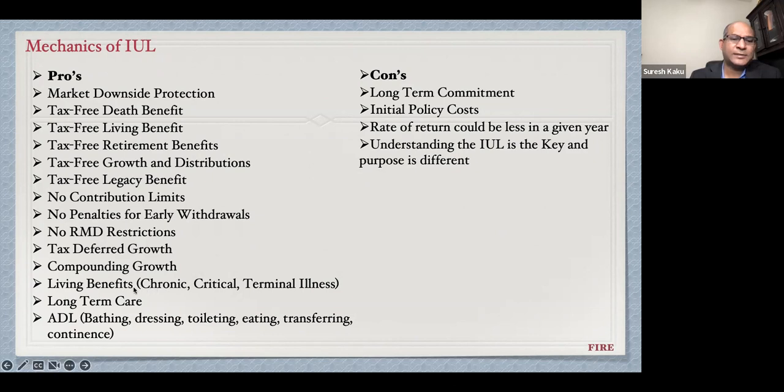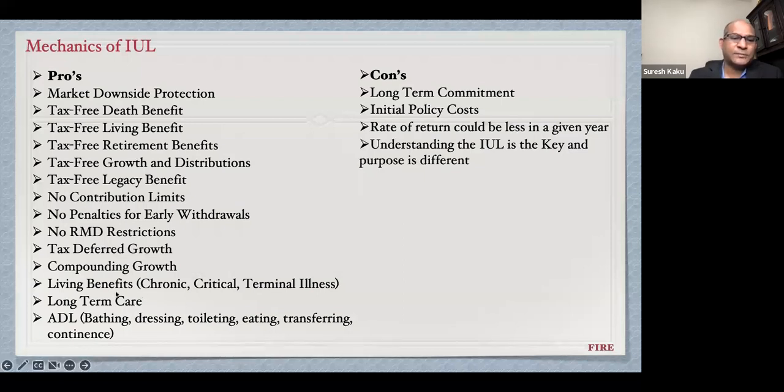And also it has living benefits in the time of unhealthiness, like critical or chronic illness, where we can get the money. Also, this is very, very important: long-term care, right? Back home, most of our culture is to take care of the parents or grandparents whenever they're unhealthy. But here we cannot really depend on our kids because the culture is different.